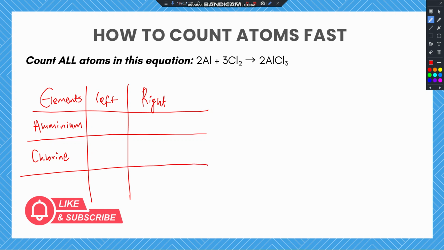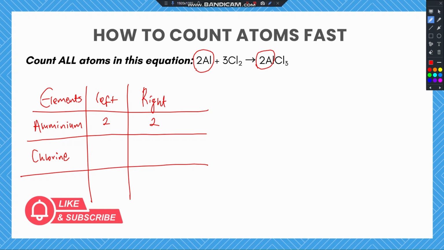So for aluminium, on the left hand side you can see aluminium over here with a coefficient of 2, and on the right hand side aluminium also has a coefficient of 2. So aluminium has 2 atoms apiece, both on the left and on the right.